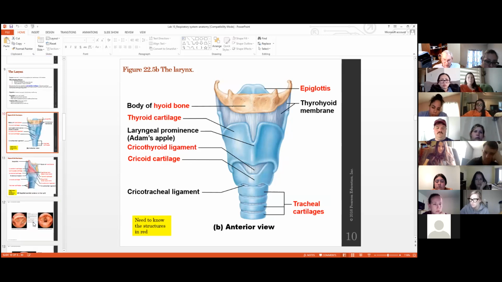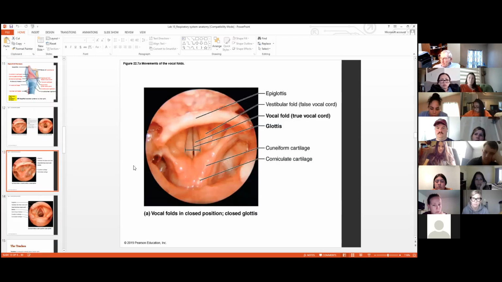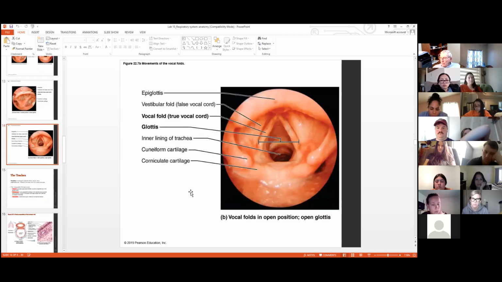Slide 12, and certainly can use these slides. Glottis, vocal cords, false vocal cords. I wouldn't ask you the epiglottis here because it just doesn't show up that well. These 2 drawings would certainly be useful.